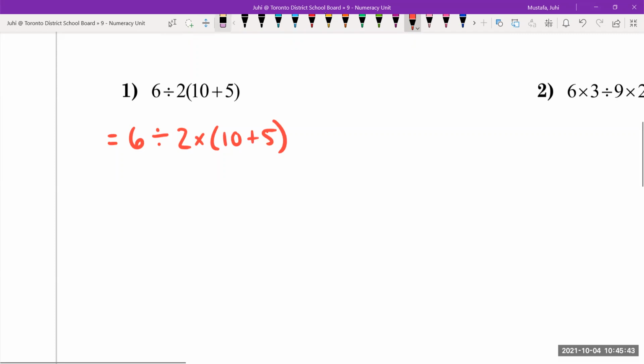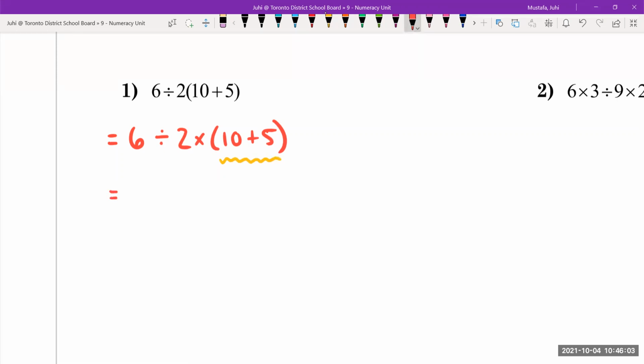According to BEDMAS, what is the first step that we're going to take? What is the first thing we're going to solve? Oscar? Oh, say that again. Yep, I thought I heard that and then I wasn't quite sure. You're going to solve the brackets, which is going to be 10 plus 5.